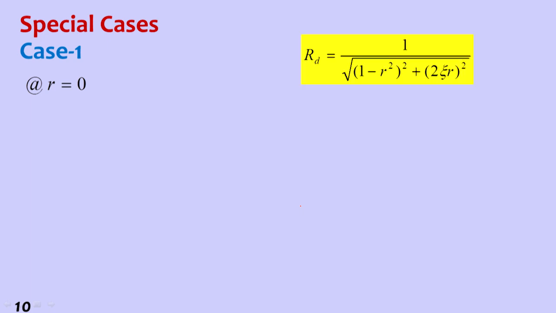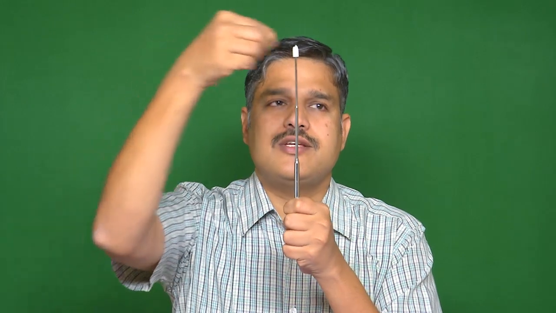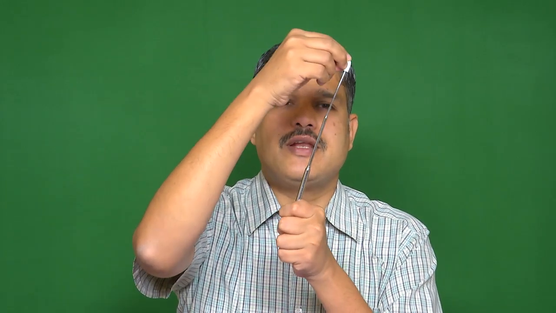So at rest condition, if you look at this Rd equation, Rd is equal to 1 by square root of (1 minus R square) whole square plus (2 zeta R) whole square. Now when R is equal to 0, if you substitute in this, all these values become 1. So Rd becomes 1 and the phase is 0. So at rest condition or near rest condition, when the forcing frequency is applied like this, displacement will be in the direction of force.